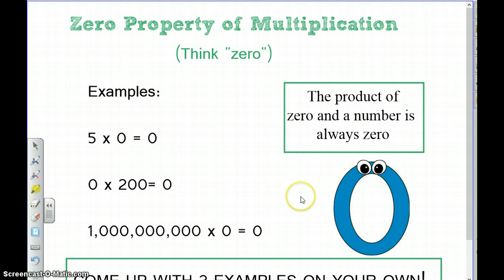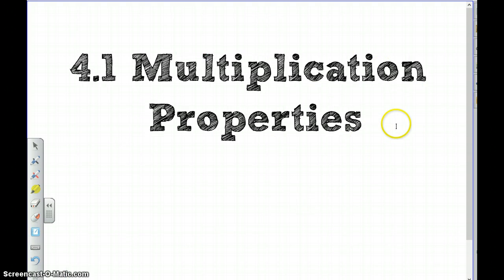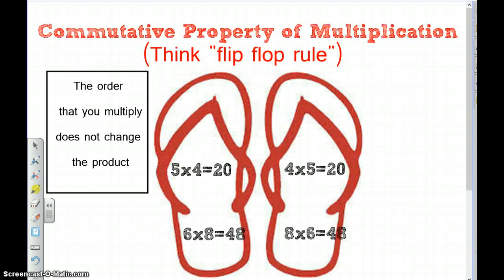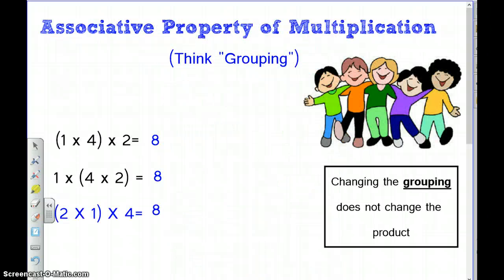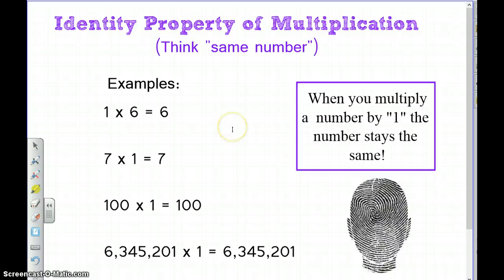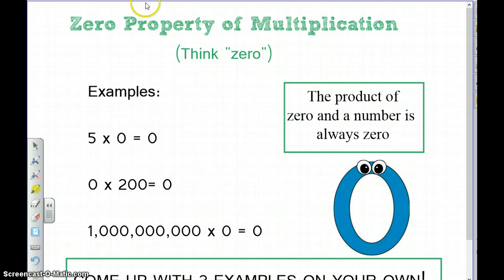Big number. Okay? Okay, so quick review. Multiplication properties. 1, commutative, flip-flop. It doesn't matter which way you multiply them, you're going to get the same product. Commutative, flip-flop. Associative. Think, who do you associate yourself with? Who do you group yourself with? It doesn't matter the grouping. The grouping is another word for parentheses. You're going to get the same product. Okay? Identity. Think same number. Okay, a number does not change when you multiply it by 1. It stays the same. And the 0 property. Any number times 0 equals 0.